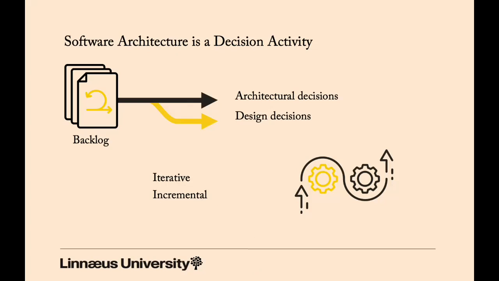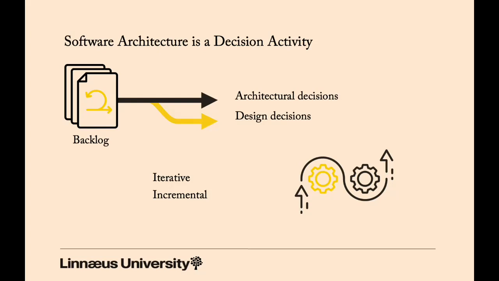What you see here is that if we try to put this in an agile development context, or whatever development context we may choose, we have a set of requirements put somewhere, possibly as user stories in the backlog, like here. But in these user stories, you will find requirements that require architectural decisions and other requirements that require more regular traditional design decisions.